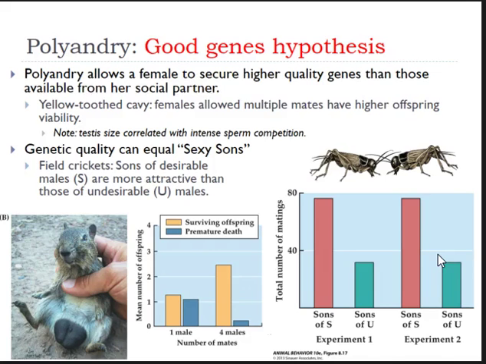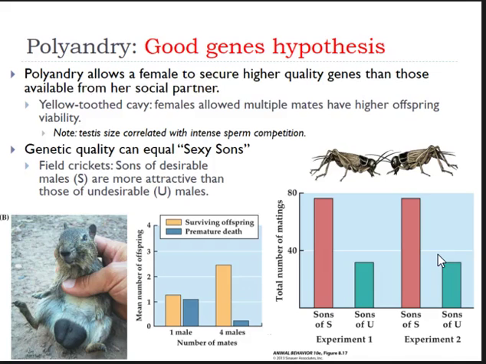And what you end up finding is that the sons of the most attractive males tend to secure more matings than the sons of the undesirable males, which does really nicely indicate that there are genes being passed from parent to offspring, from the males to their male offspring, that are making them more attractive. Effectively, these literally are sexy sons. And the result is that they do better in mating interactions than do the sons of the undesirable males that are less attractive.